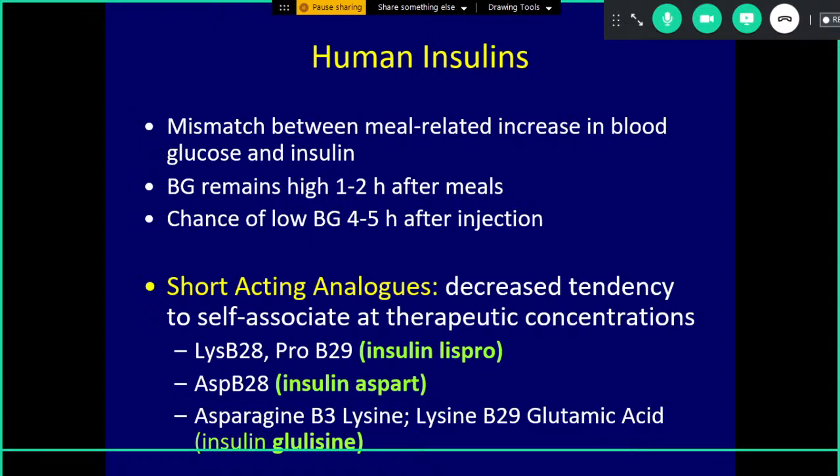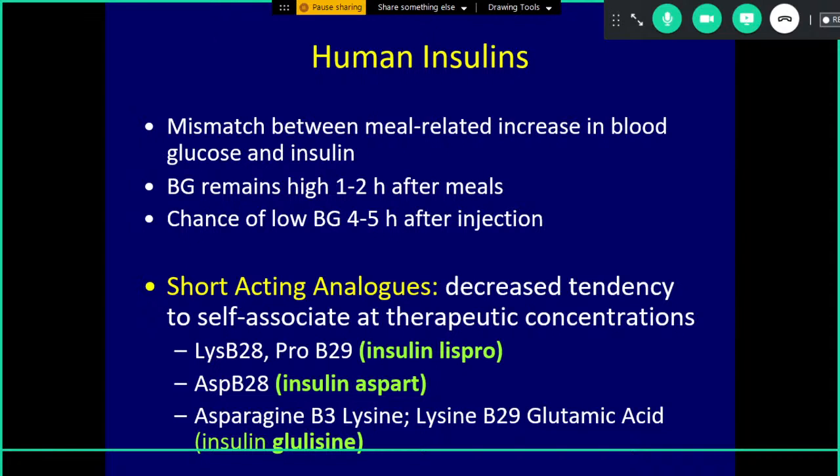These have been modified so that they don't hexamerize, right? And therefore, the effect starts much earlier. You don't have to wait 30 minutes, 5 minutes, 10 minutes is enough. Number two, the decline in action is faster, so that by about 4 hours after the injection, there's virtually no persistent insulin in the blood, right? So the likelihood of hypoglycemia becomes less.